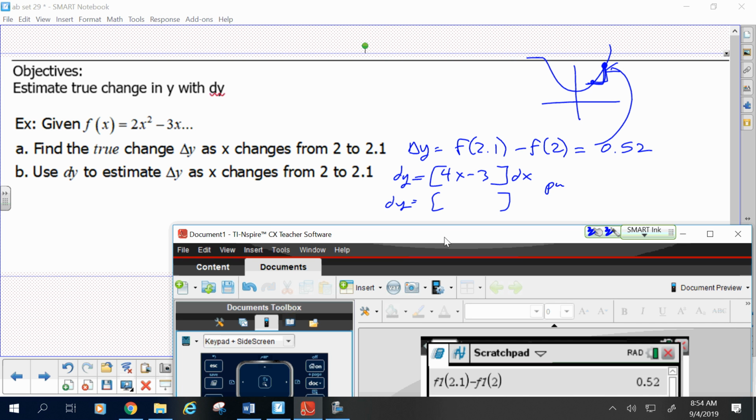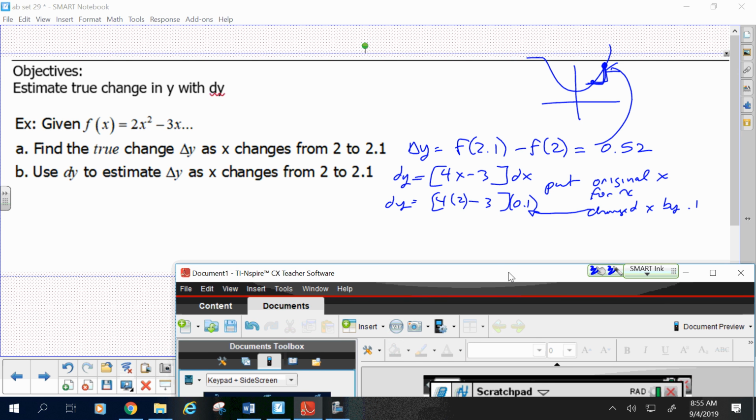You put in the original x, and so I use 2. It started at 2, I found the rate of change at its original point 2, and then put that into the function. What's dx? The dx represents a change in x. So how much am I changing x by? 0.1. I'm going from 2 to 2.1. That's a change in x of 0.1. So if I calculate that, that's 5 times 0.1 or 0.5. You can see that they're pretty close.